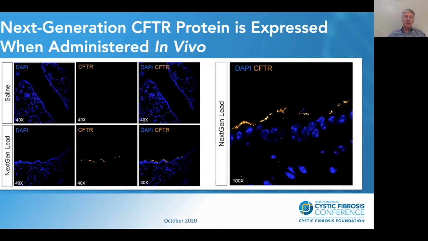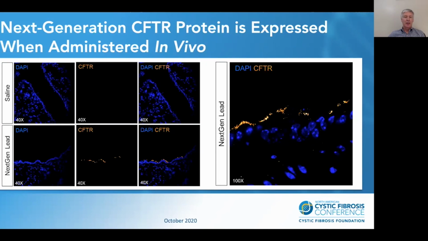In this example here, in the top line on the left, you can see with saline, the DAPI is the nuclei of cells, but there's no CFTR. With the next gen lead compound, we have CFTR protein being expressed. And if we zoom in on the right-hand side at 100x magnification, you can see that the orange of the CFTR protein is on the apical side of the cell, exactly where we would want to see it being present.